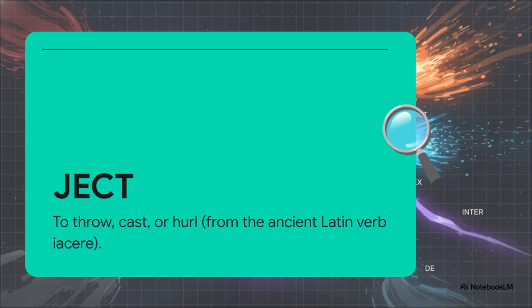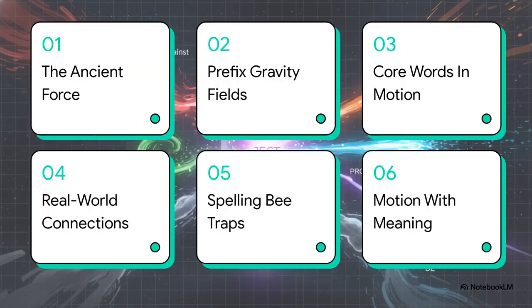But in English, this concept of throwing becomes way more powerful than just tossing a baseball. It literally becomes the movement of ideas, emotions, and arguments. Here is our flight plan for mastering this word family in today's explainer. We're going to cover the ancient force of ject, decode prefix gravity fields, look at core words in motion, explore real-world connections, navigate some tricky spelling bee traps, and finally, look at motion with meaning.